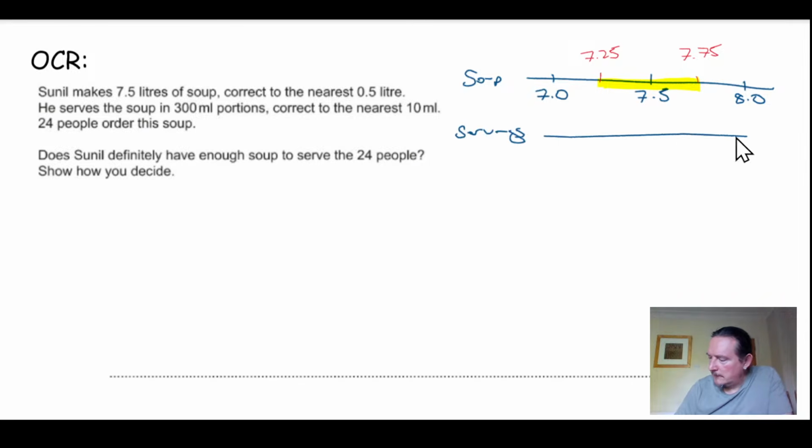So the servings are 300 milliliters, correct to the nearest 10 milliliters. If I had a scale that was going up in 10 milliliters, then the next number up on my scale would be 310, and the one before it would be 290, wouldn't it? And so the numbers that round to 300 on that scale are going to be halfway between those or closer. Okay, so what are those numbers? Well, halfway between 290 and 300 is 295, and halfway between 300 and 310 is 305. Okay, so they're all our limits.